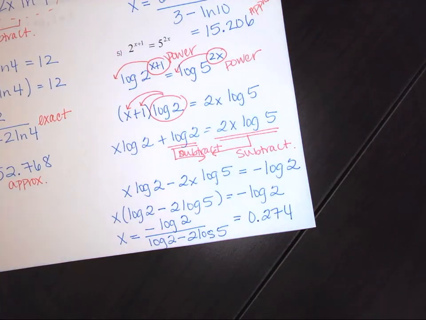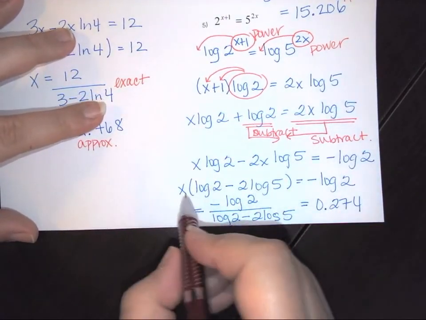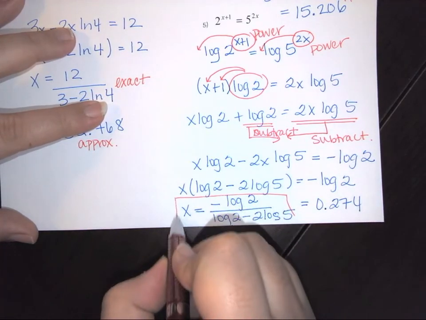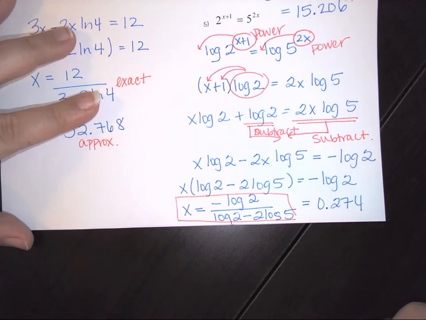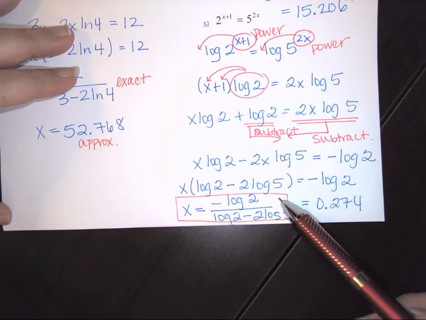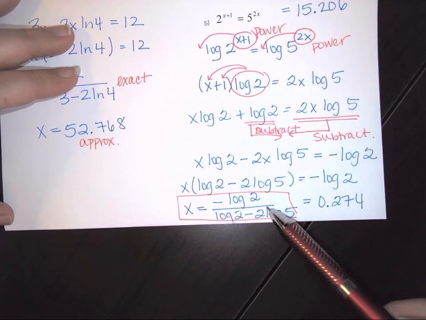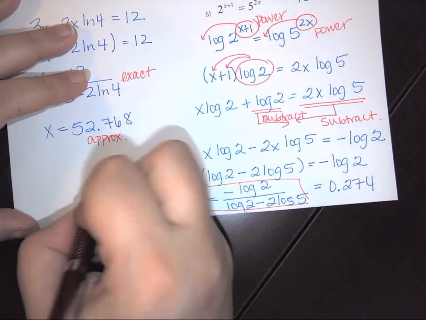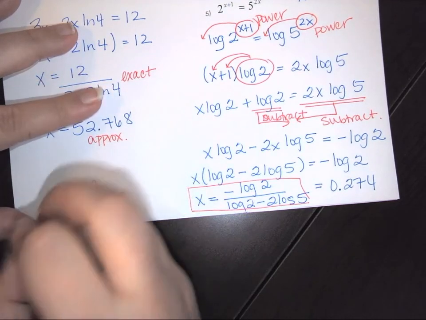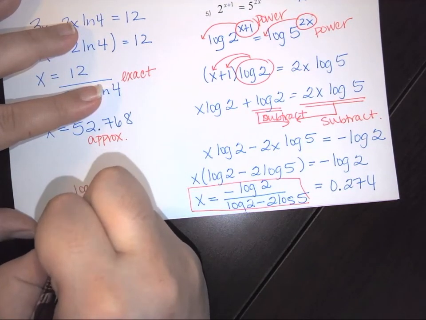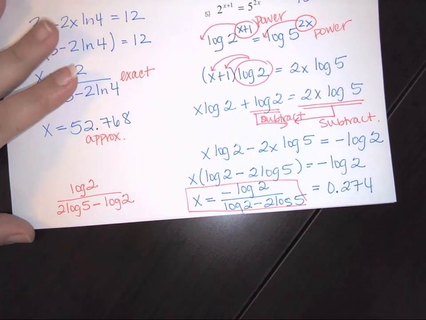Now, another thing that I see happens all the time is, if we look at this right here, we don't generally like to have the negative out in front. So the one thing that we can do is rewrite this using positive, which means we have to flip or switch our negative signs around. So we could have written this as the log of 2 divided by 2 log of 5 minus the log of 2. And you should get the same result.